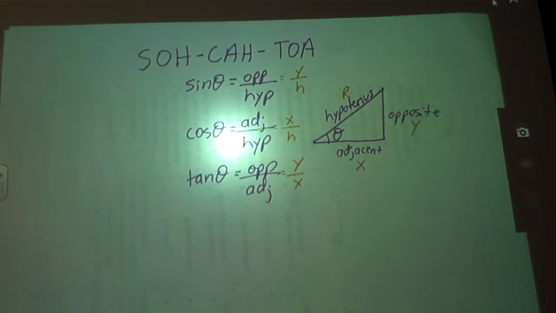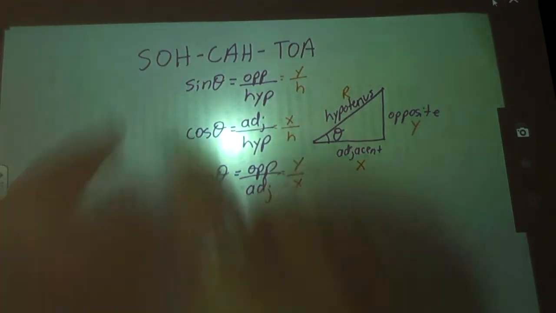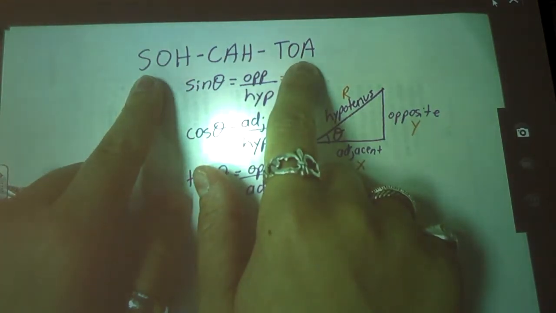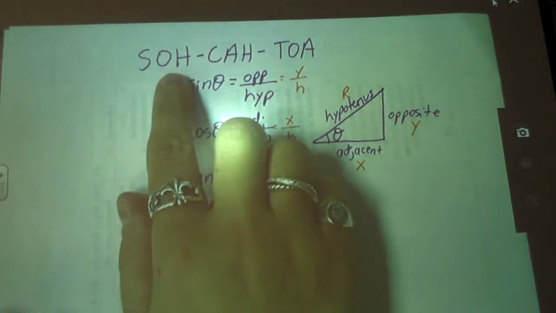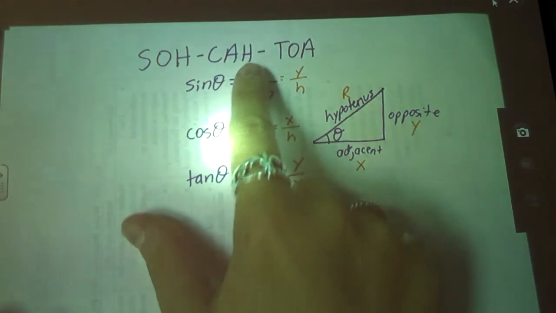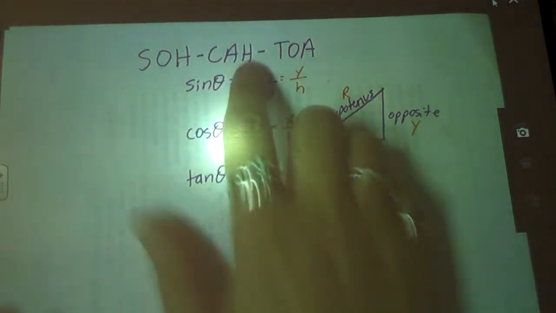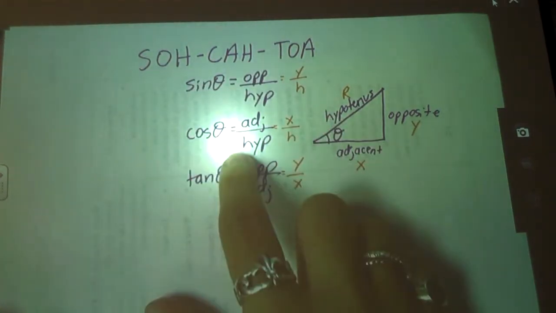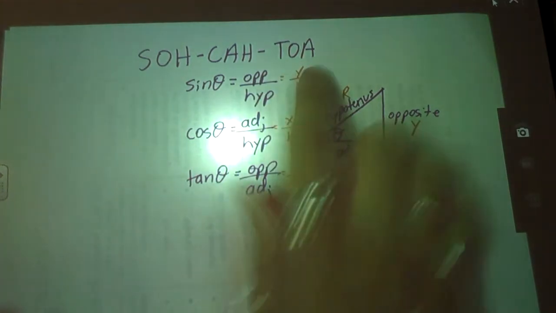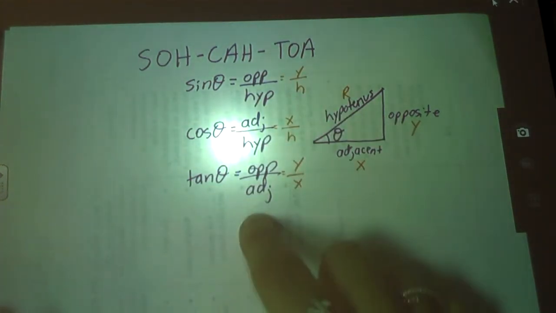Again, my favorite memory trick to remember the trig functions is SOHCAHTOA, and I separated it out this time so you could see the three pieces. So, first part, sine is opposite over hypotenuse. Cosine is adjacent over hypotenuse. TOA, tangent, is opposite over adjacent.